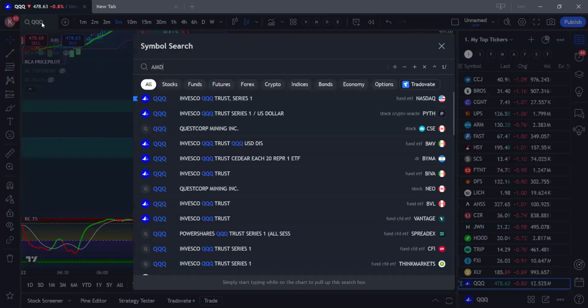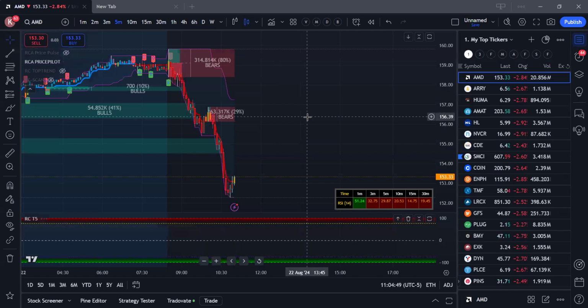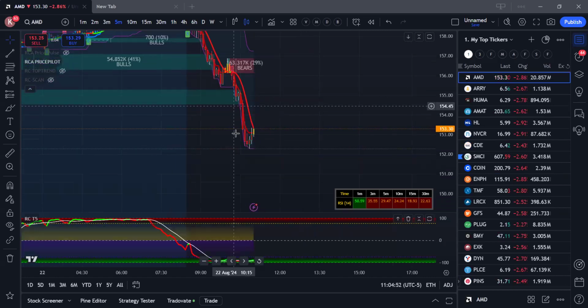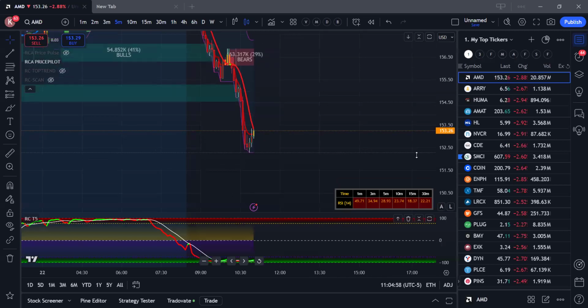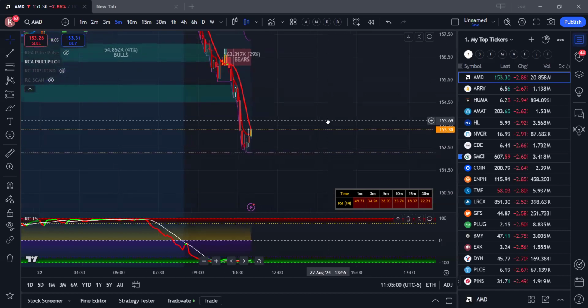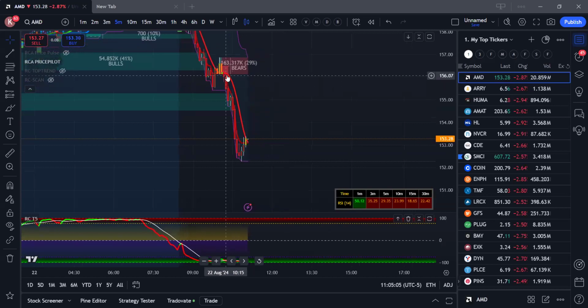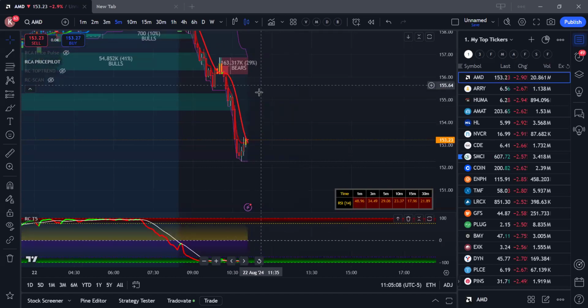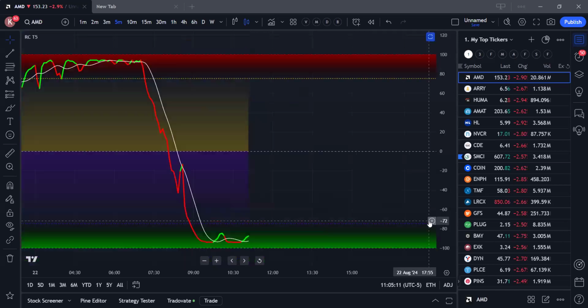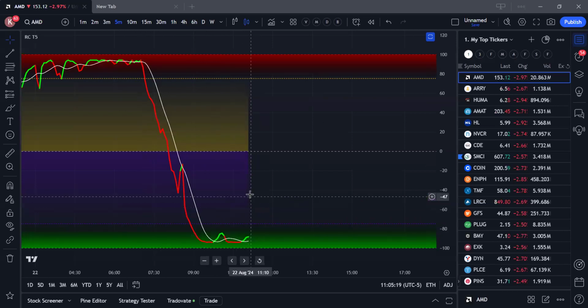Look at AMD. If this red turns to green, there is a high possibility for it to go up. All this time it was red. Now slowly the green is coming, so it should go up. Once it starts going up again, AMD can go all the way to the top.